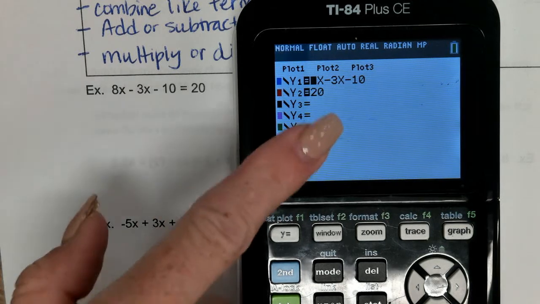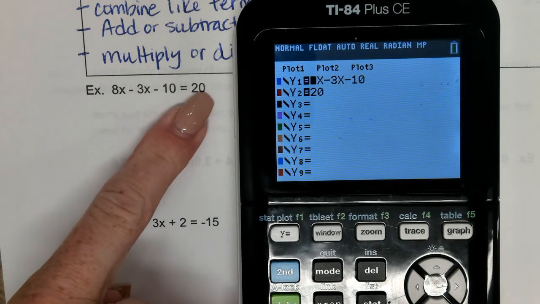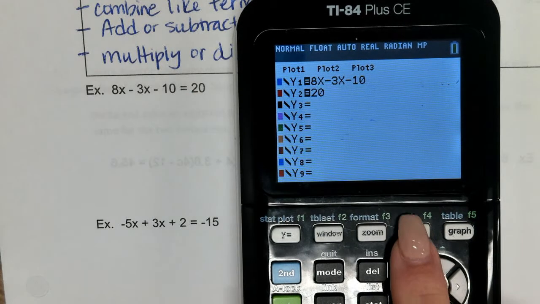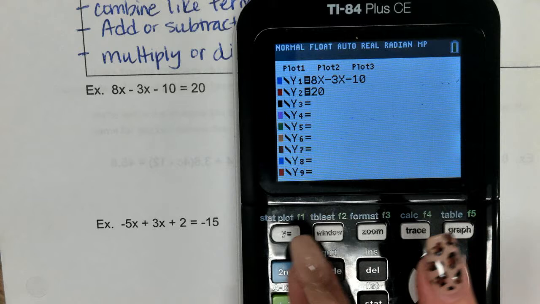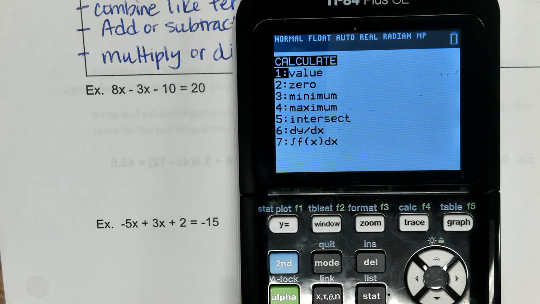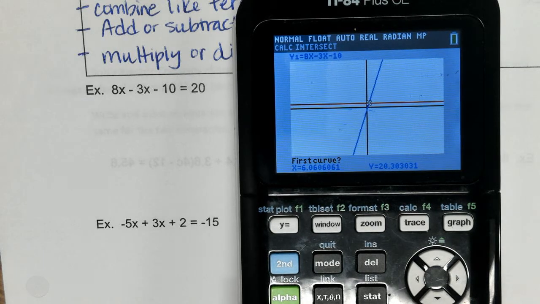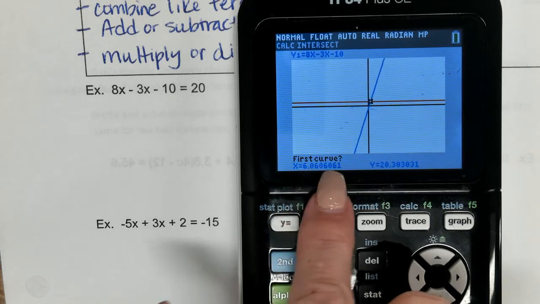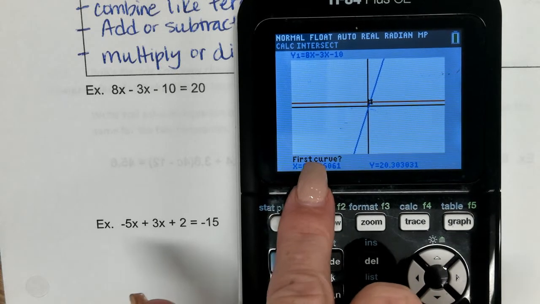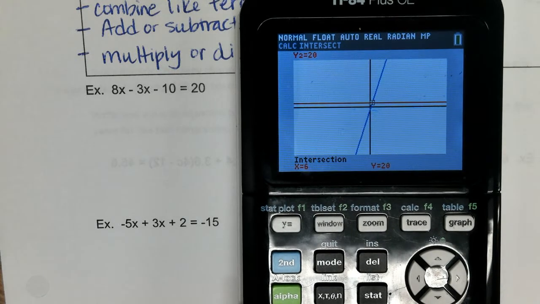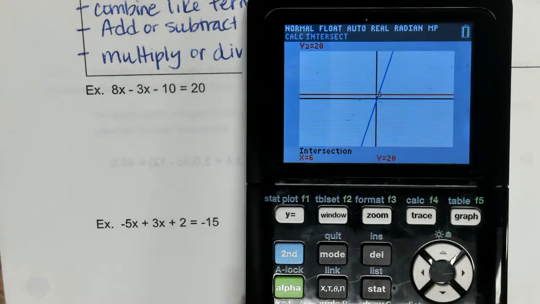Okay, then on the y2, I put in the right side of the equal sign. Are we all there? Then I want to calculate the answer. So I hit second trace. And I'm going to choose option 5 for intersect. And then I simply hit enter 3 times until I see the word intersection. Do y'all see how it says first curve? That's not your answer. So you just hit enter until you see intersection. And that's your answer.